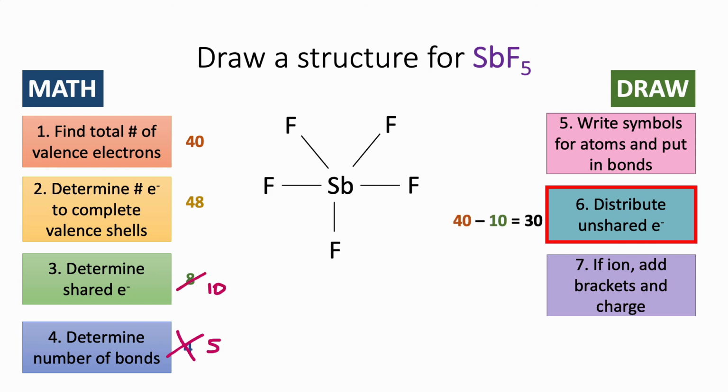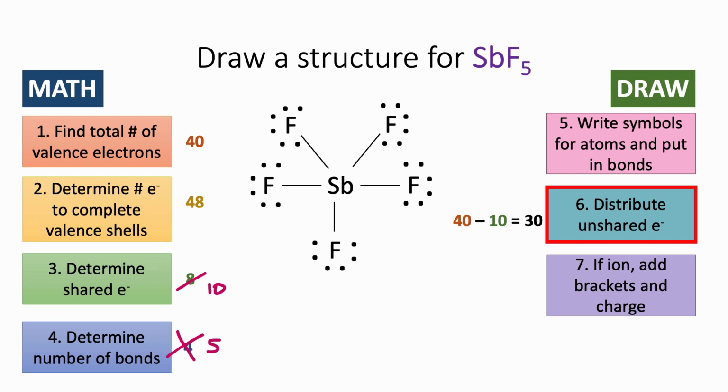So we started with 40 electrons. We used actually 10, not 8. So we have 30 left. And if you look at each of these fluorines, each of them has 2 shared electrons, which means they need 6 unshared electrons. 2, 4, 6 on each of the five fluorines. And 6 times 5 is 30, so that is exactly the right number of electrons. So that is antimony pentafluoride.